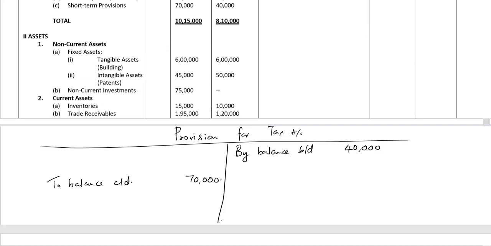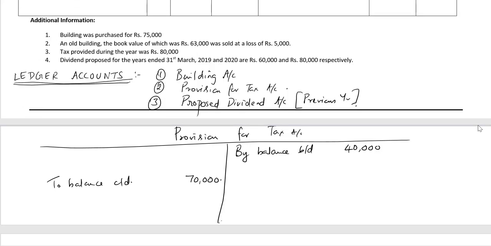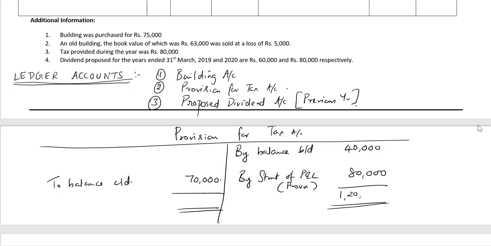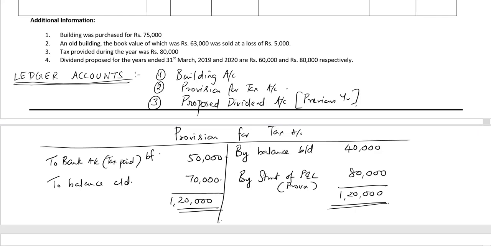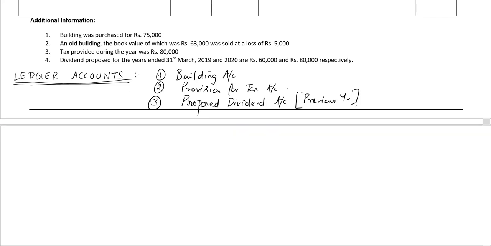And the additional information we have in the third point, the tax provided during the year was 80,000. So by statement of profit and loss for provision for tax, it's 80,000 rupees. The credit side is greater, 1,20,000 rupees. And the balancing figure is to bank for tax paid, ₹50,000. The provision for tax account is done. We'll move on to proposed dividend account.